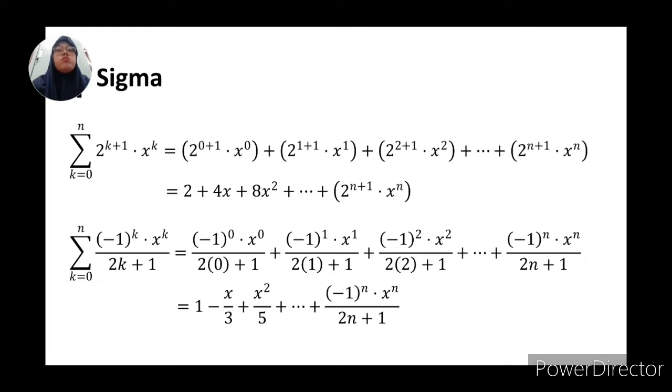plus 2 to the power of 1 plus 1 times x to the power of 1 in the parentheses plus 2 to the power of 2 plus 1 times x to the power of 2 in the parentheses plus 3 dots plus 2 to the power of n plus 1 times x to the power of n in the parentheses equals 2 plus 4x plus 8x to the power of 2 plus 3 dots plus 2 to the power of n plus 1 times x to the power of n in the parentheses.